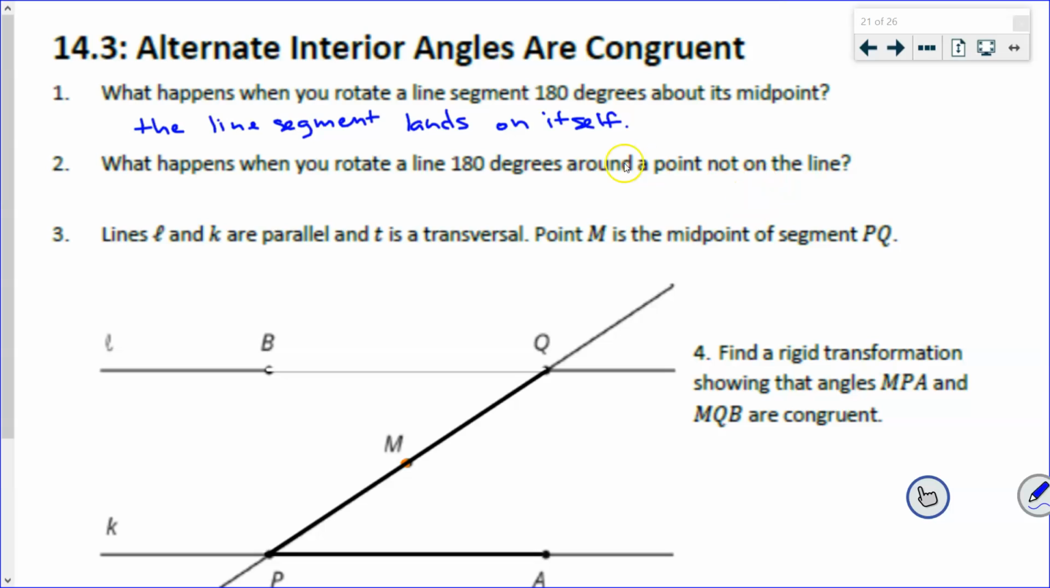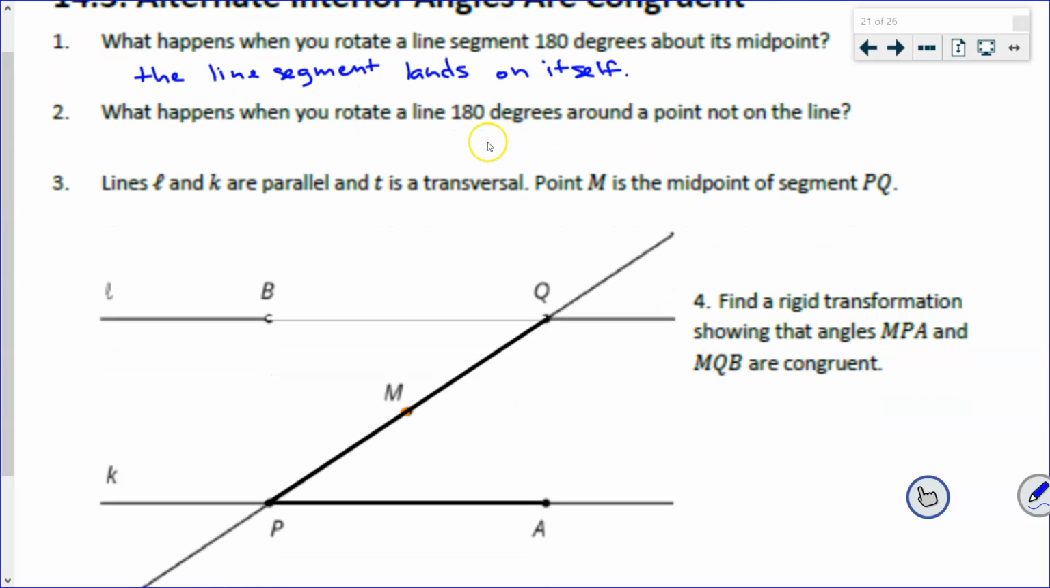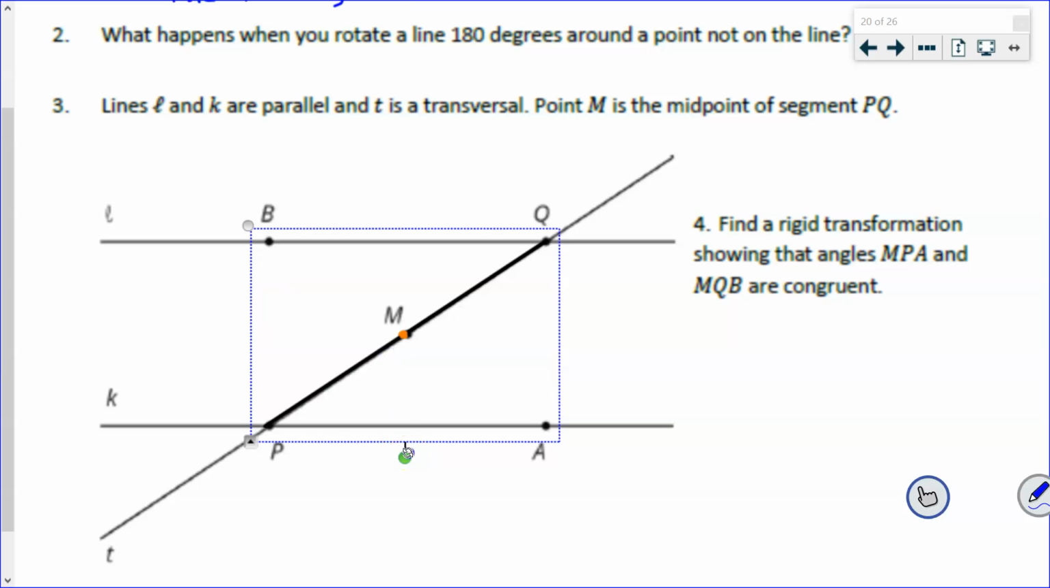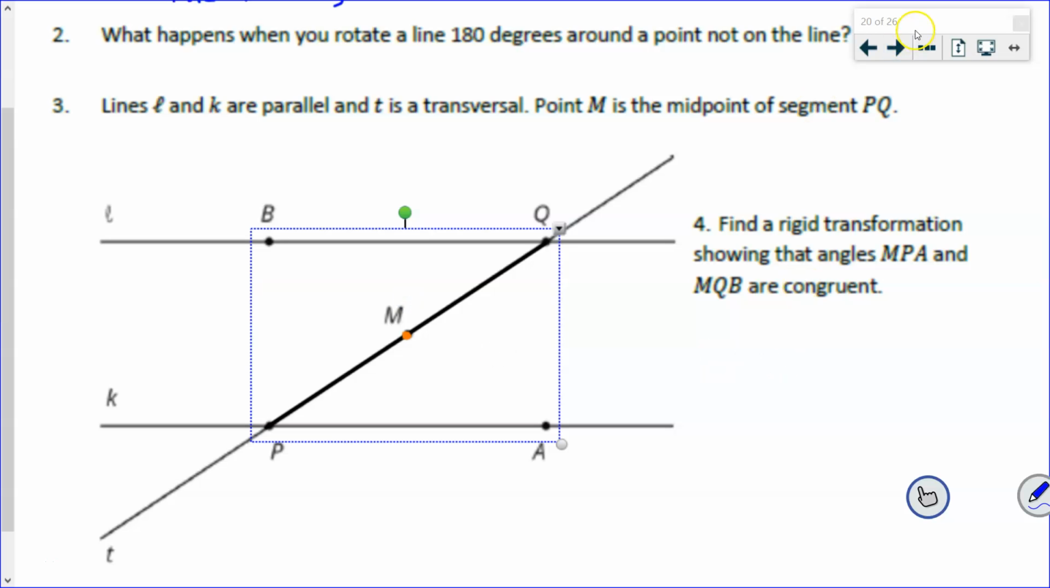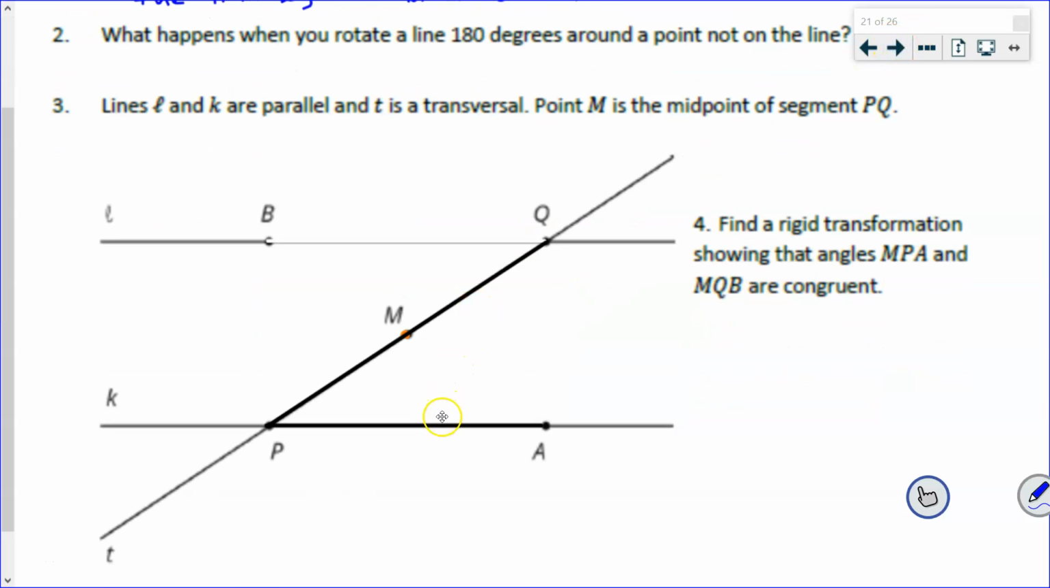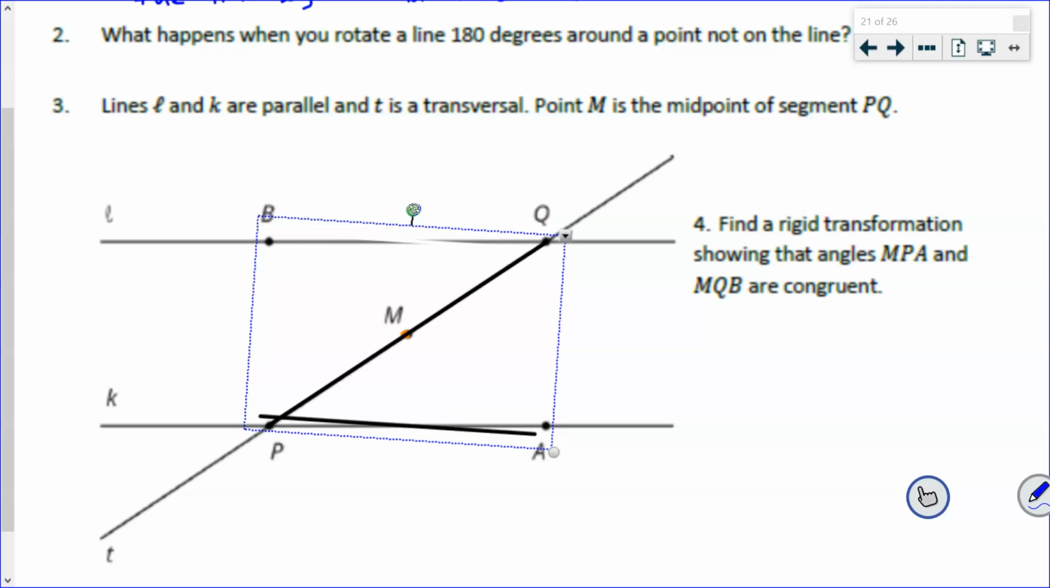The next question is, now what happens when we rotate a line 180 degrees around a point not on the line? So again, if I'm rotating around a point on the line, it lands back on itself. That's what we saw in our last one. But what if I rotate around a point that's not on the line? Experiment with that one. I'm going to rotate this line, line K, around M because M is not on the line. What happens when I do that? Rotate it 180 degrees.